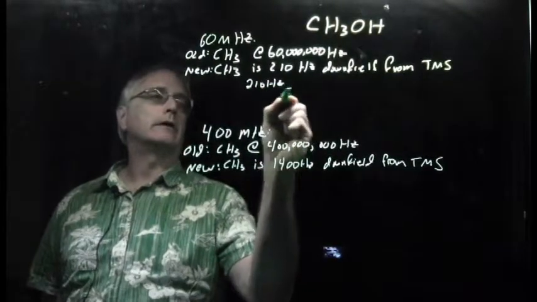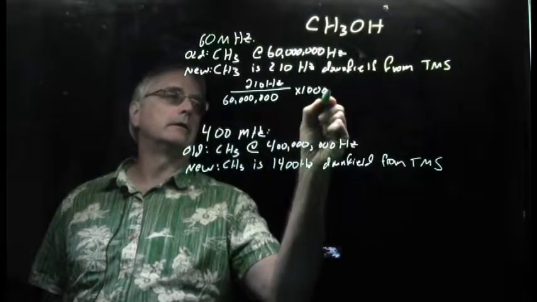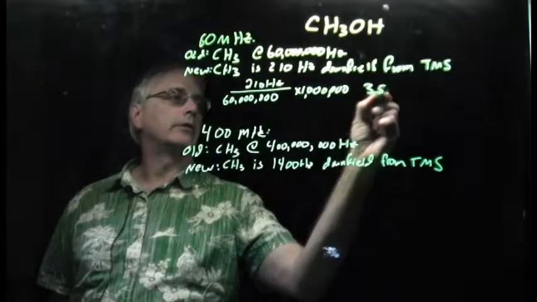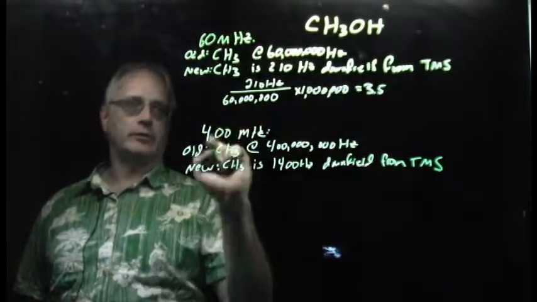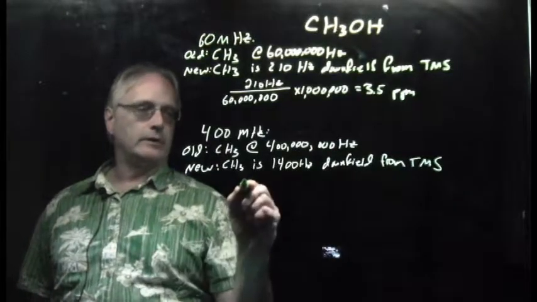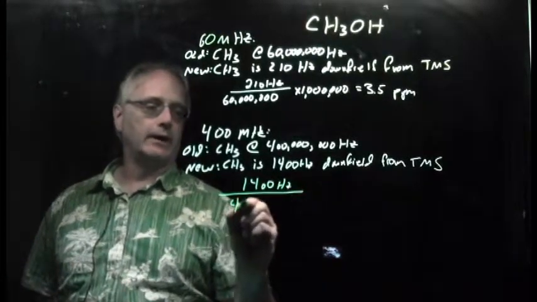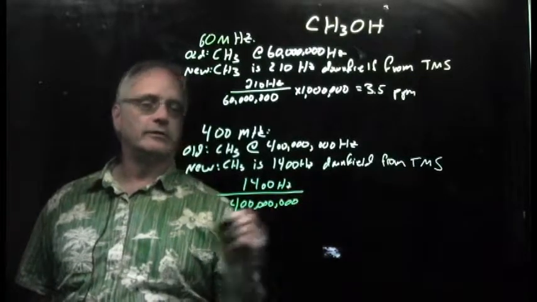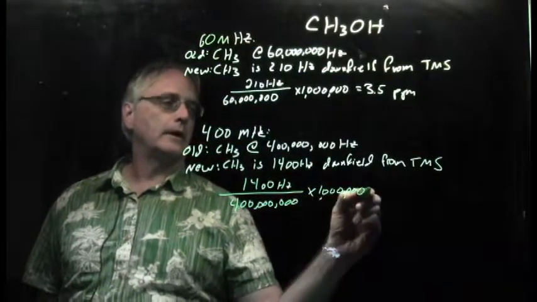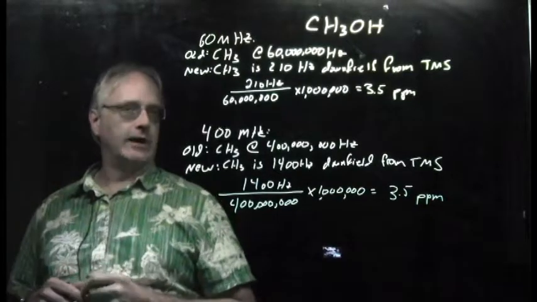210 hertz divided by 60 megahertz times 1 million. If you were to do that calculation, you would come out with a number, 3.5. 3.5 parts per million. If you do exactly the same calculation, but now on the new instrument, you would say 1,400 hertz from TMS divided by the base frequency of our instrument, which for protons is 400 megahertz, times 1 million. And you would come out with 3.5 parts per million. That is the reference standard and how it gets used.